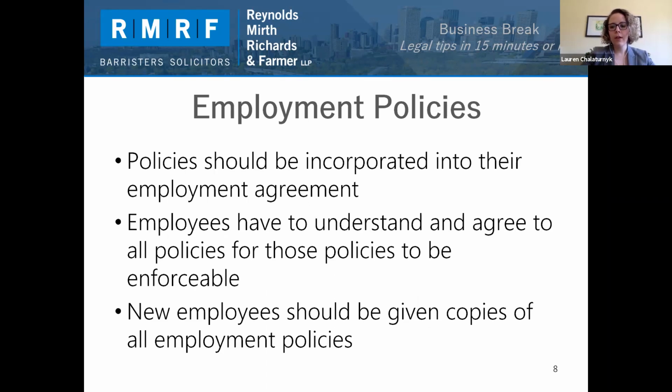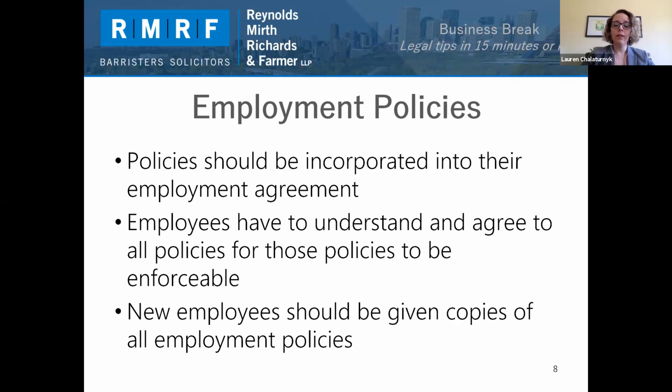So then the other thing that's an associated part of an employment agreement is any employment policies that an employer has in place. It's really good practice to have your employment policies incorporated into your employment agreement. That can be as easy as a provision in the employment agreement that says, see Schedule A, which includes the policies of the employer, or something to that effect. Employees have to understand and agree to all policies for them to be enforceable. Again, if it's in their employment agreement, they're signing off on it, they'll have read the policies before being put into their role, and that's enough.